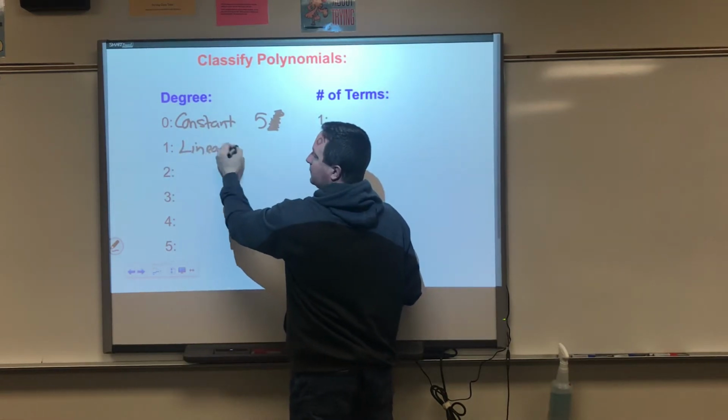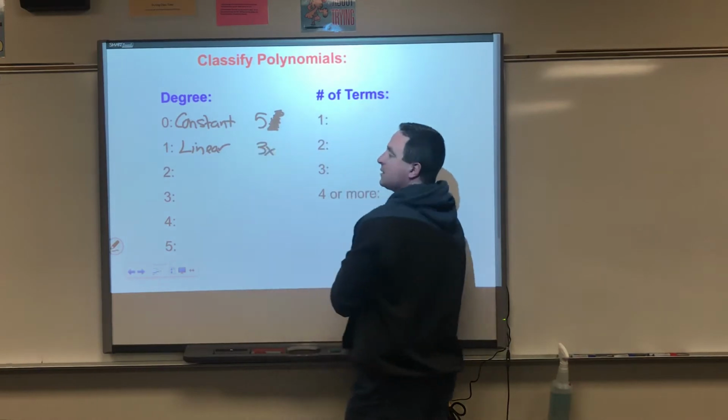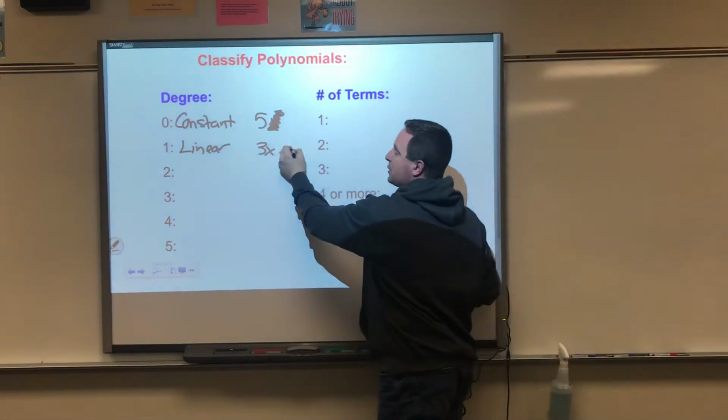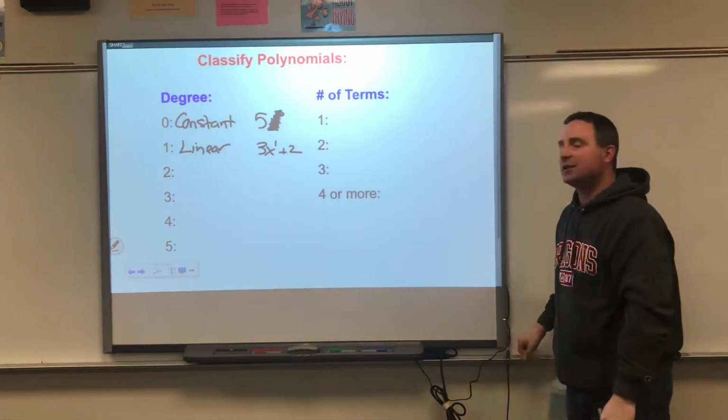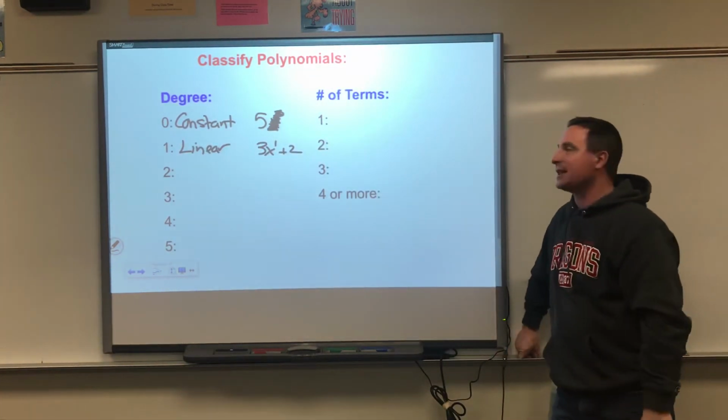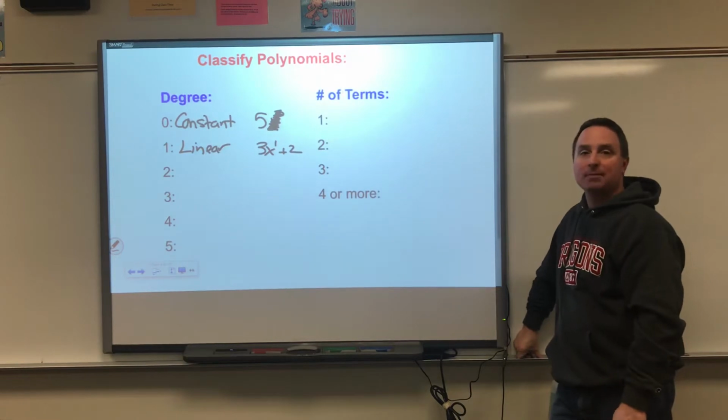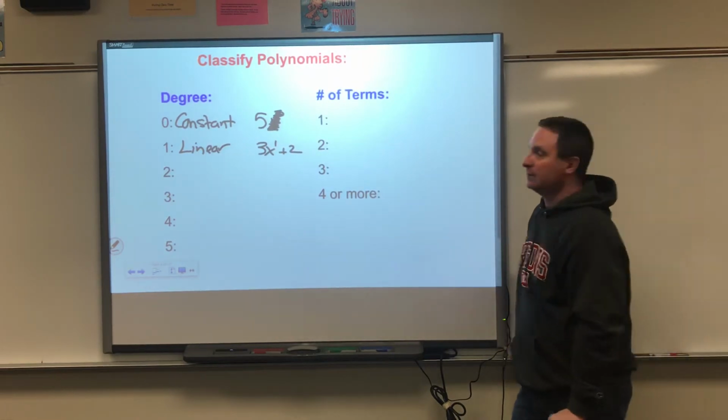If something has a degree of 1, it's what's called a linear function. It's like 3x, or 3x plus 2 or something. The largest power is a 1. It's a linear function, and those are the types of functions that we worked with in the past when you guys did y equals mx plus b. It was always the first power.